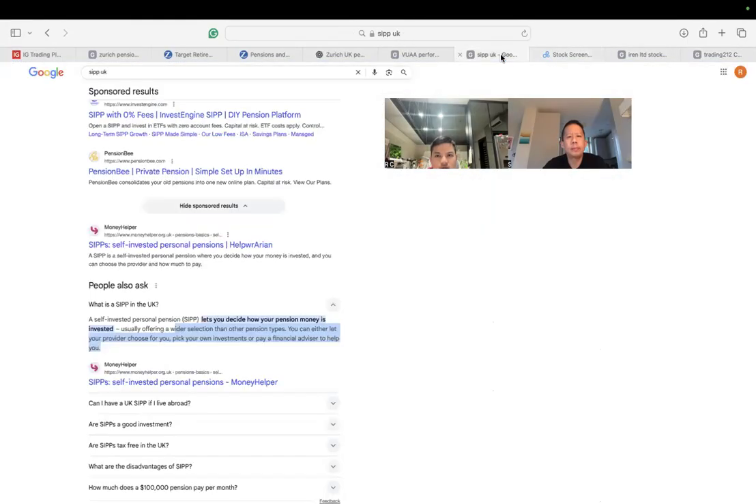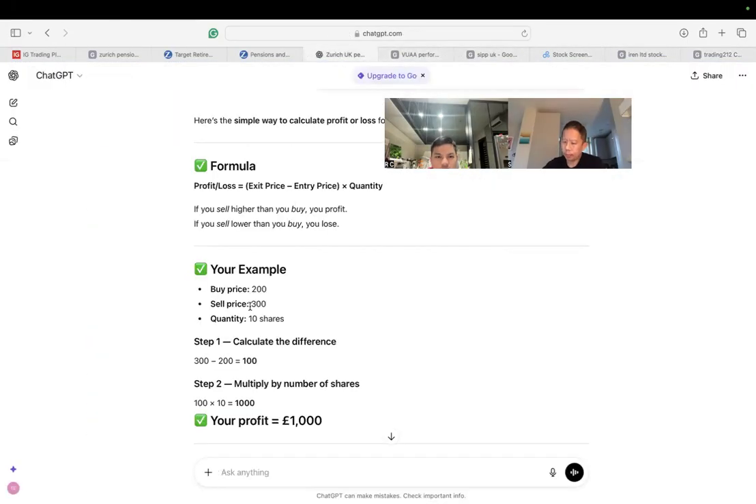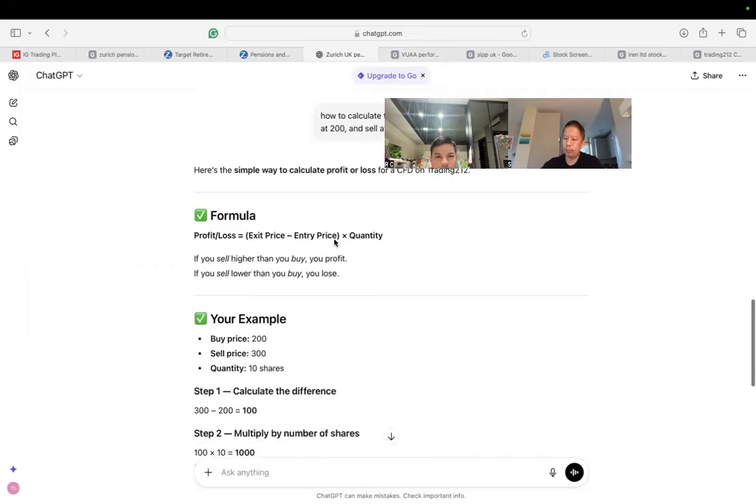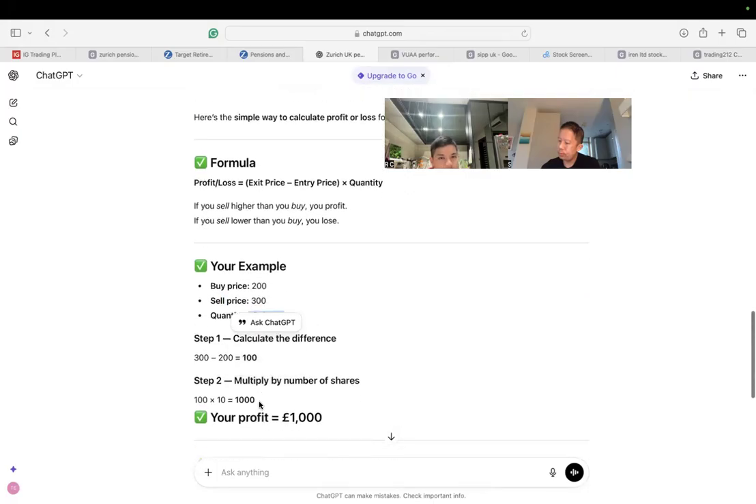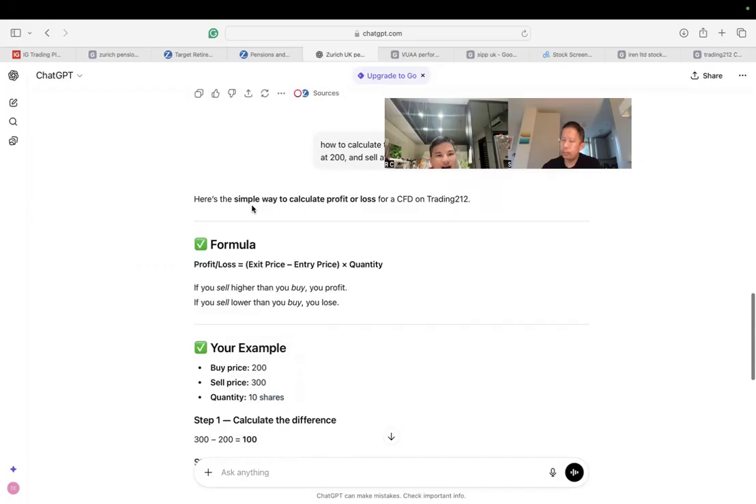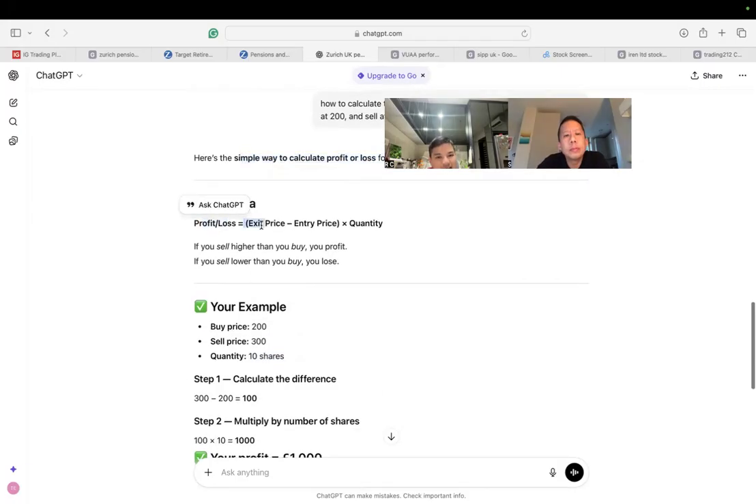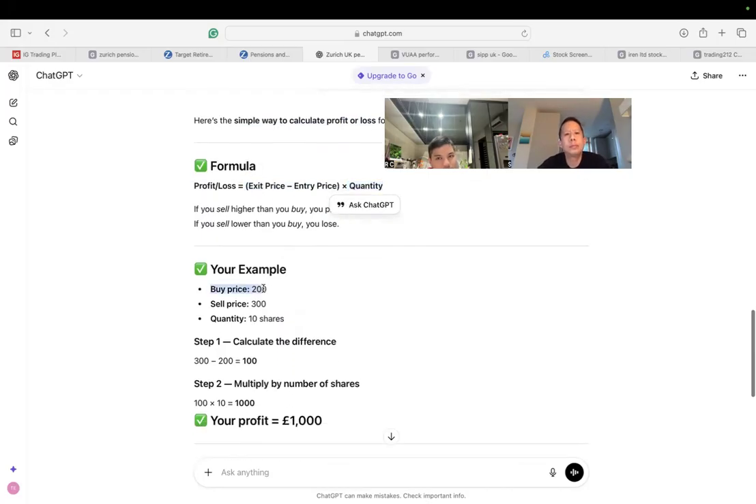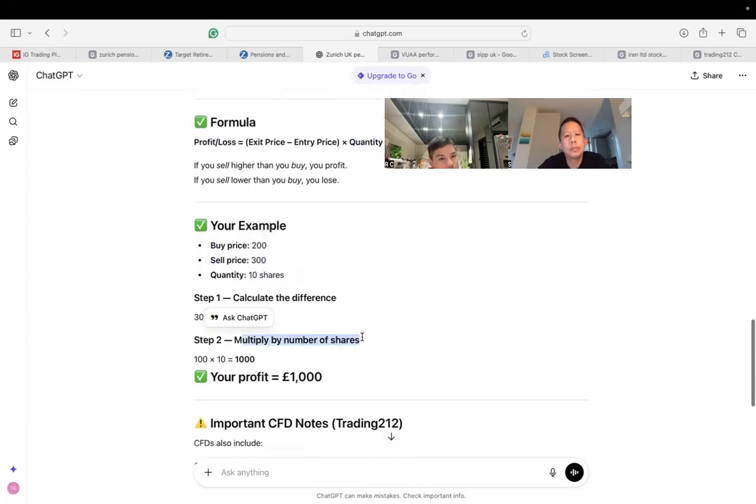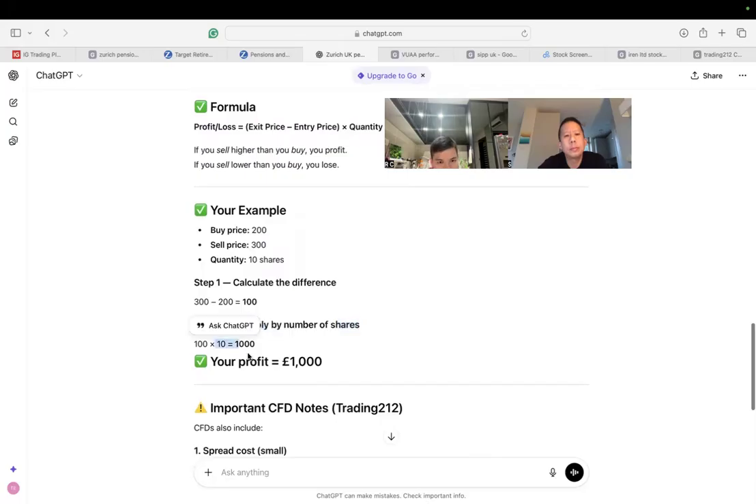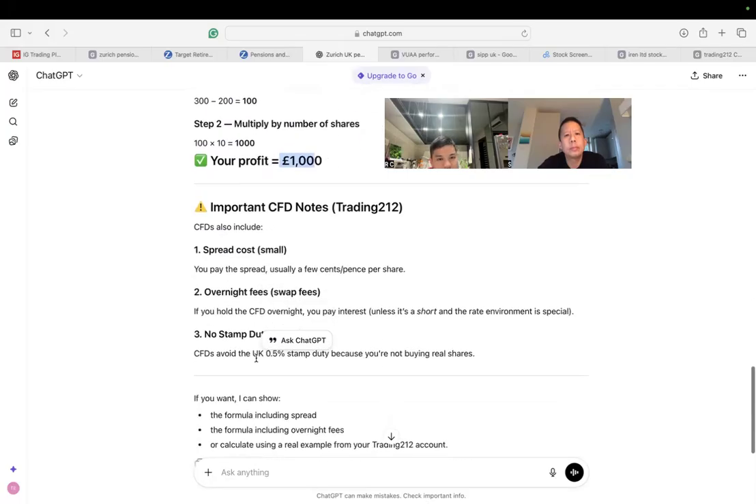Let me see. So how do you calculate the simple profit and loss of a CFD? The formula is exit minus entry, times the quantity. Let's say you buy at 200 and you sell at 300. So the difference is 100. You times it by the number of shares that you bought. Let's say you bought 10 shares, that is 1,000 on the CFD.